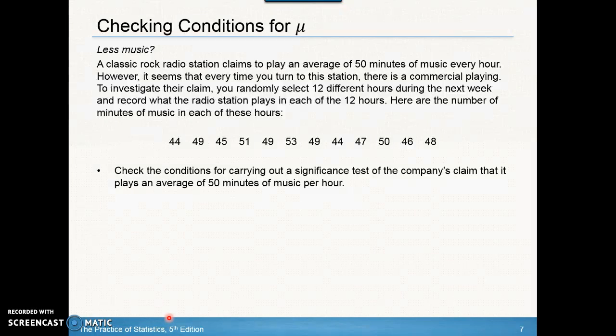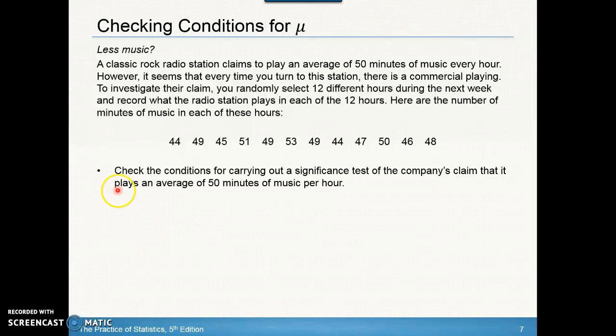All right, so let's take a look at an example. A classic rock station claims to play an average of 50 minutes of music every hour. However, it seems that every time you turn on the station, there's a commercial playing. To investigate their claim, you randomly select 12 different hours during the next week and record what the radio station plays in each of the 12 hours. So here is the number of minutes of music in each of the hours. Check the conditions only for carrying out a test of significance of the company's claim that it plays an average of 50 minutes of music per hour.